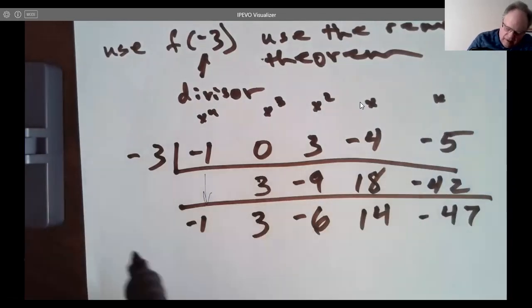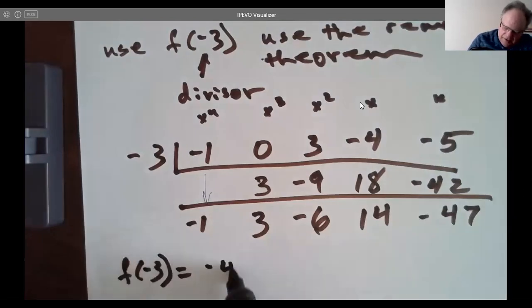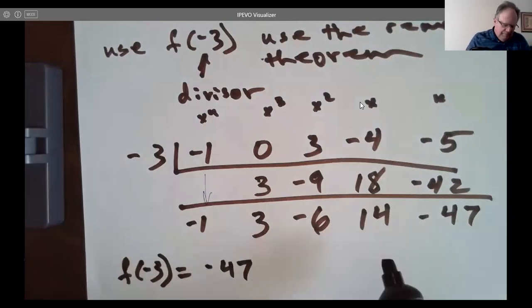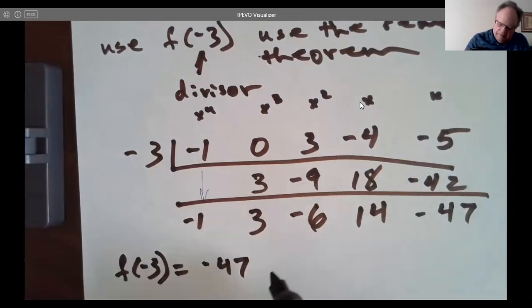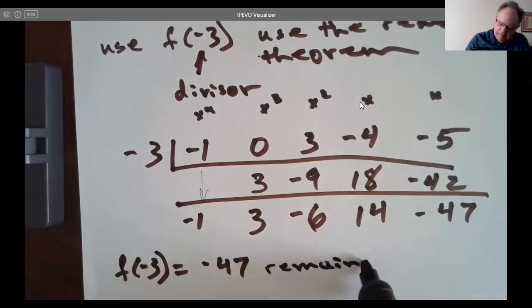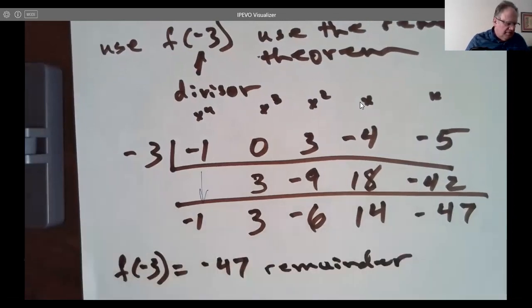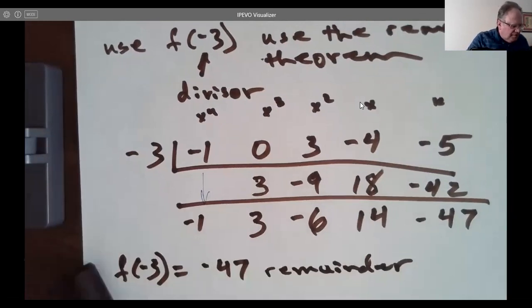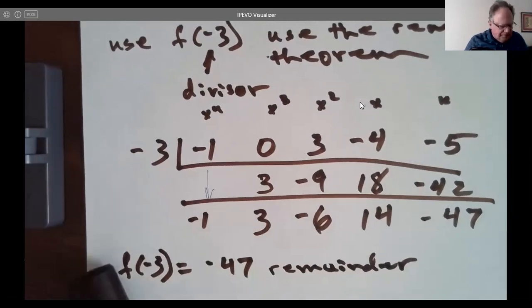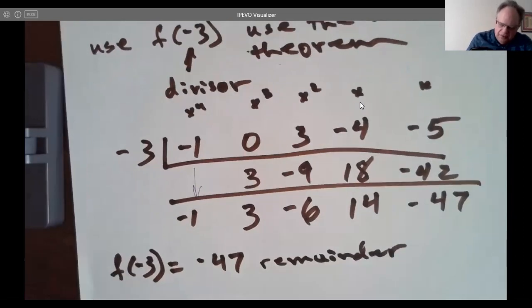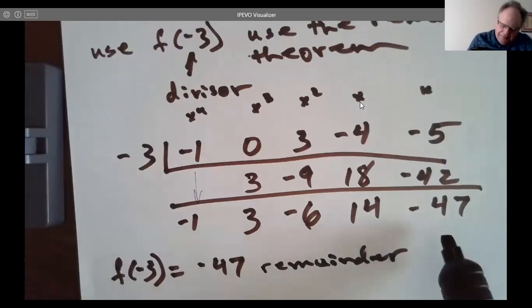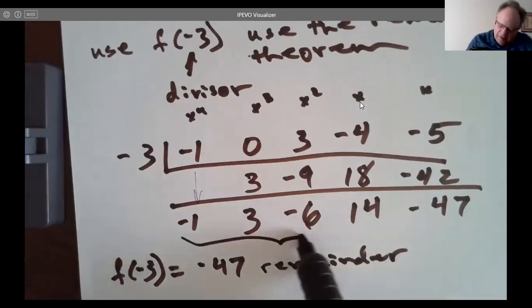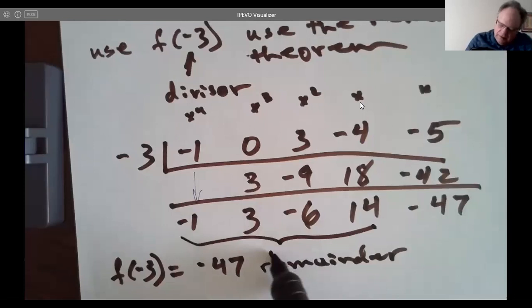So we can say that f of negative 3 is negative 47. That's our remainder, and that's known as the remainder theorem. Let me see if there's anything else to that. Okay, if we wanted to write the quotient, this would be our quotient here, and this is our remainder.